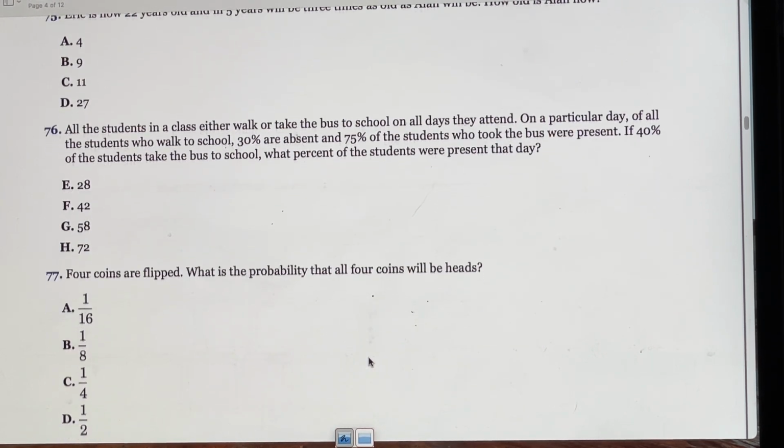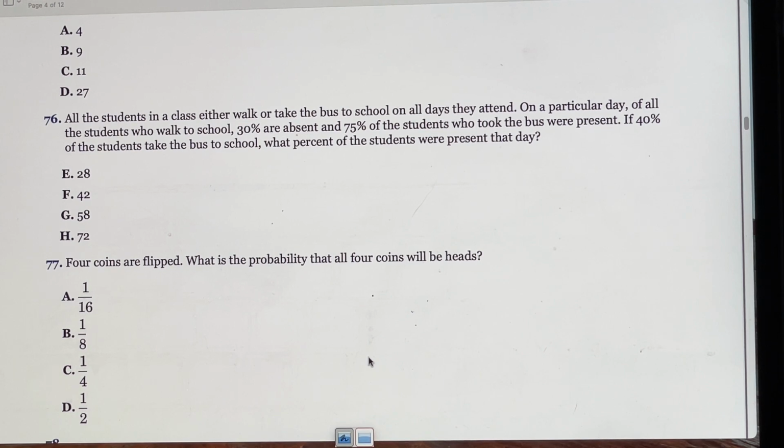76. I actually remember doing this. This was a little complicated. So 76. Again, I need to organize the data. It's just too much information. Okay, so we have 2 types of children: those who take the bus and those who walk.